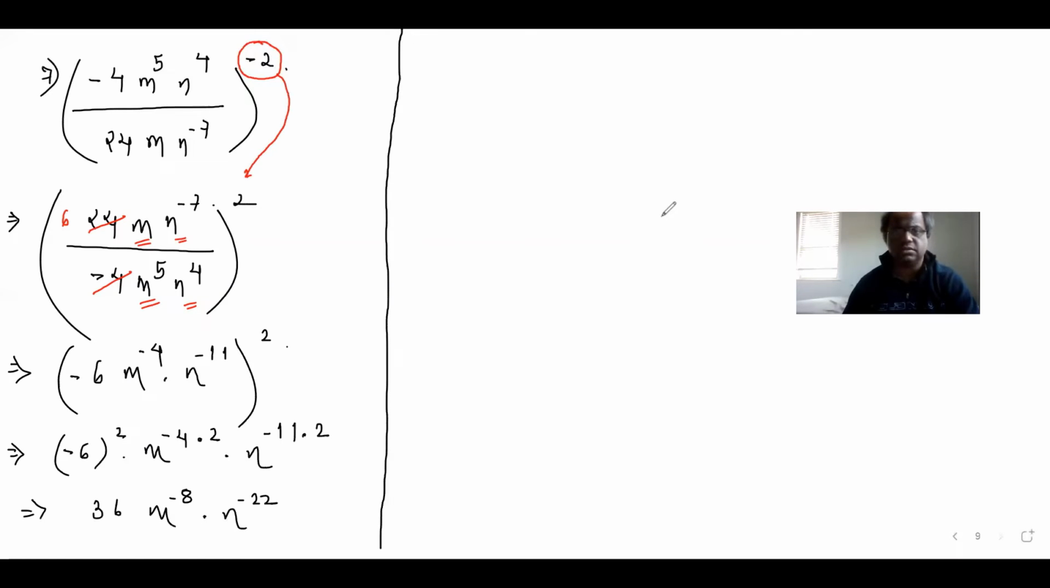And keep a practice of making things positive indices only. So 36 n to the power 8 and n to the power 22. Voila. So this is all about exponents.